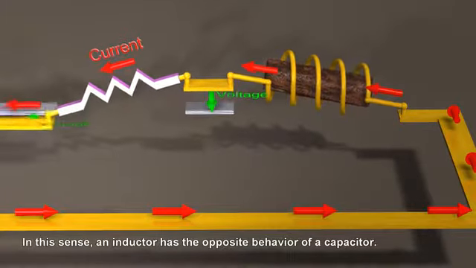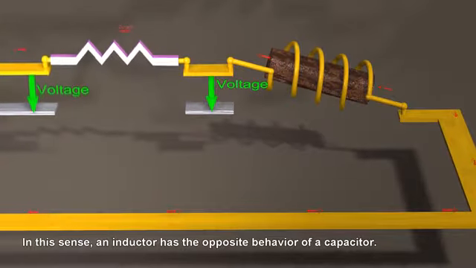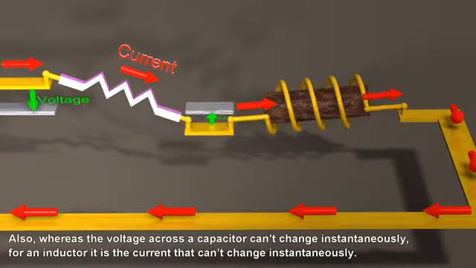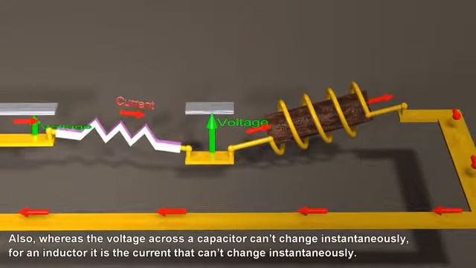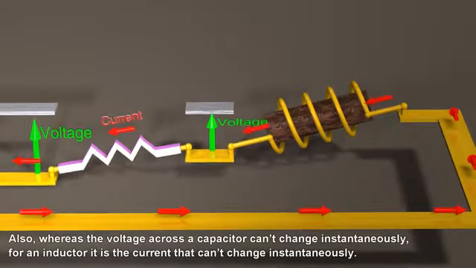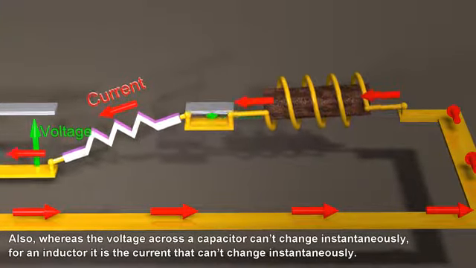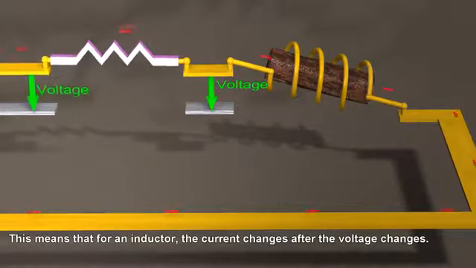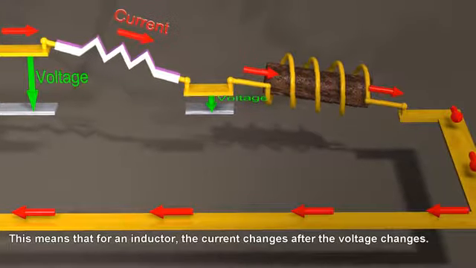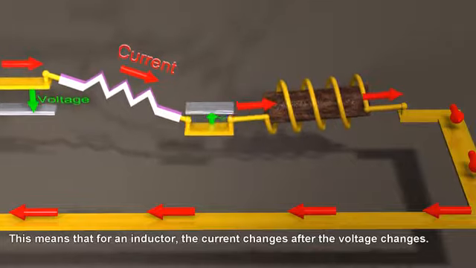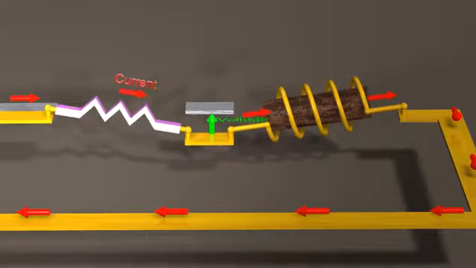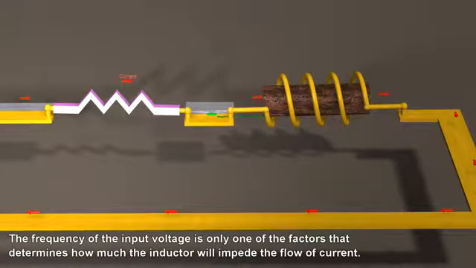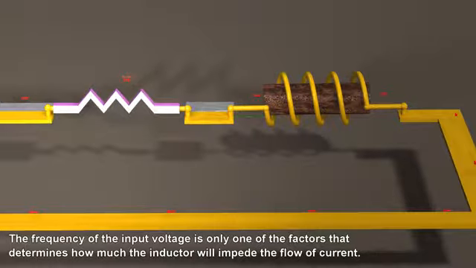In this sense, an inductor has the opposite behavior of a capacitor. Also, whereas the voltage across a capacitor can't change instantaneously, for an inductor, it is the current that can't change instantaneously. This means that for an inductor, the current changes after the voltage changes. The frequency of the input voltage is only one of the factors that determines how much the inductor will impede the flow of current.